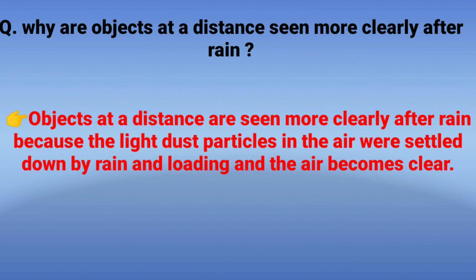The next question, why are objects at a distance seen more clearly after rain? We can answer that objects at a distance are seen more clearly after rain because the light dust particles present in the air are settled down by rain due to loading, and the air becomes more clear. Hence objects at a distance are seen more clearly after the rain.